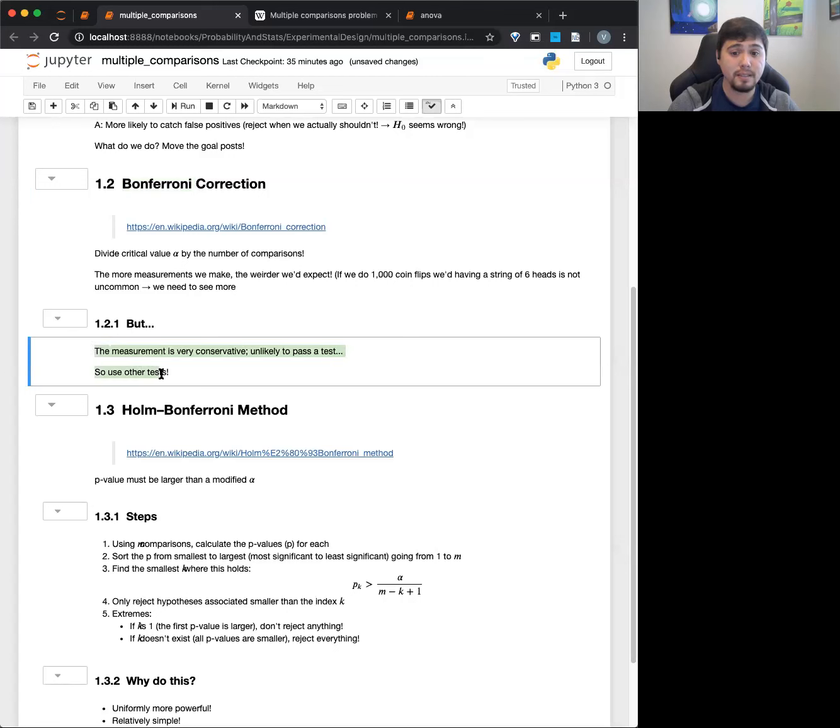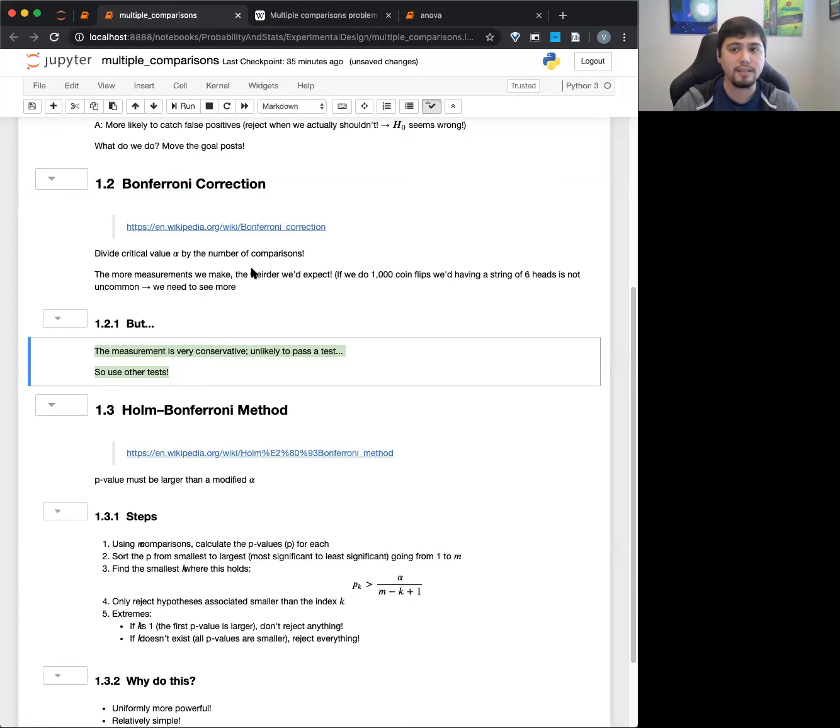In some cases, this makes a lot of sense. Like I brought up particle physics. Particle physics has essentially this guy right here. Their alpha is very, very small because they do many, many experiments per second, and they need to make sure that what they see is real versus a false positive.